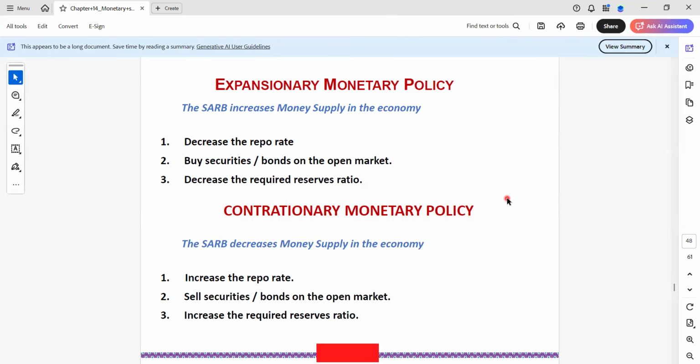And then they could also buy back securities. If they buy back these securities, they take their certificates and they give the commercial banks money. So there's going to be an increase in the money which is in circulation. Or they can decrease the required reserve. If they decrease the required reserves, banks are going to have more money to do what? To lend out to people, right?